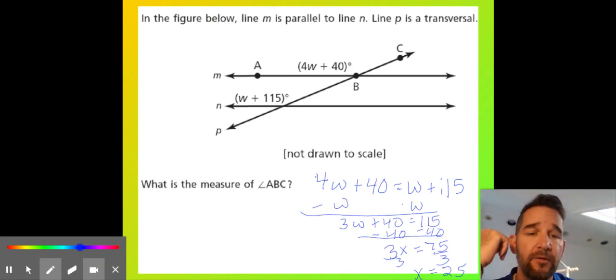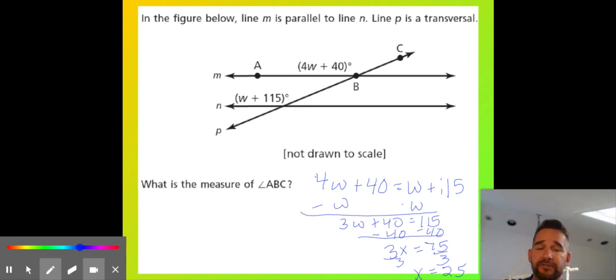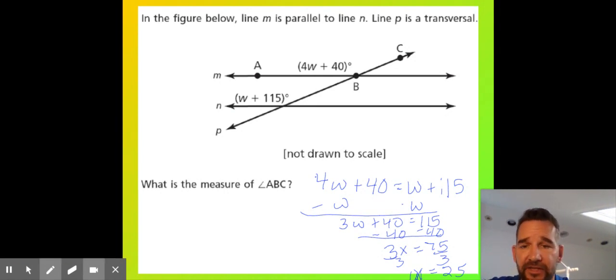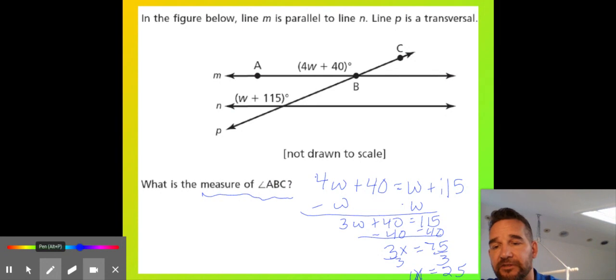Okay, when I did my algebra, I ended up with w is equal to 25. But as I've talked to you guys about multiple times, let's make sure that we're answering the question that's being asked. Did the question ask what w is, or did the question ask for the angle? We go back, it says, what is the measure of angle ABC? So they want the measure of the angle. So 25 is not the answer that they're actually looking for.